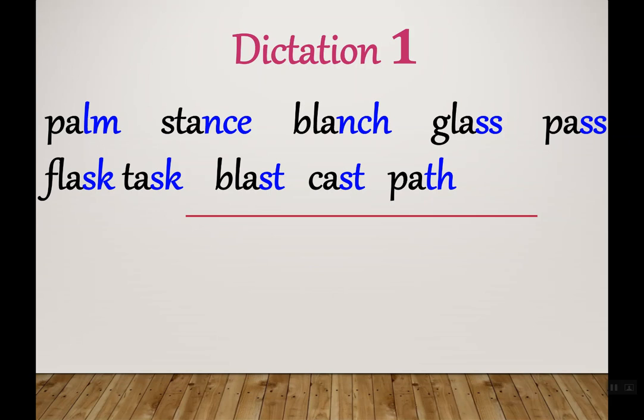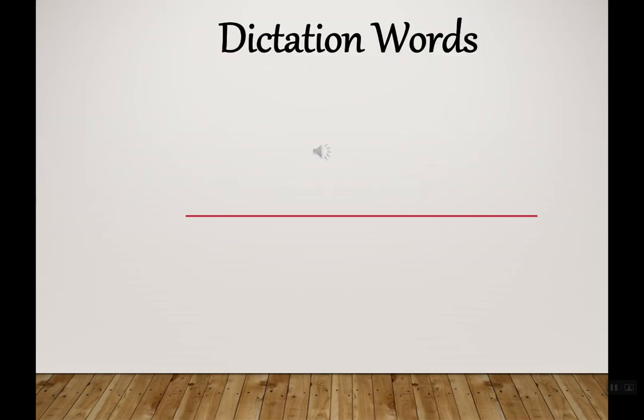Now let's try another dictation. This involves what you studied in the second video as well. If you don't feel confident, please revise whatever was taught in the second video before you take up the dictation. Are you ready? Now listen and write or type the words in a word file.